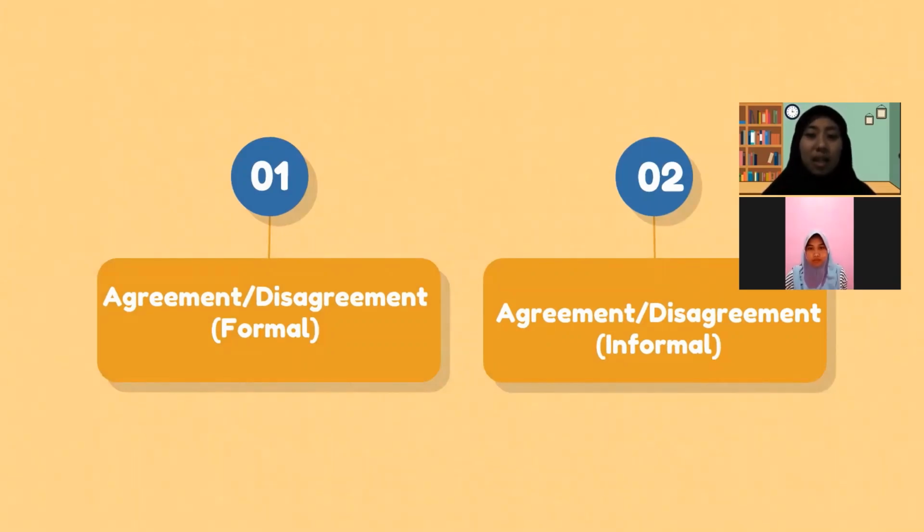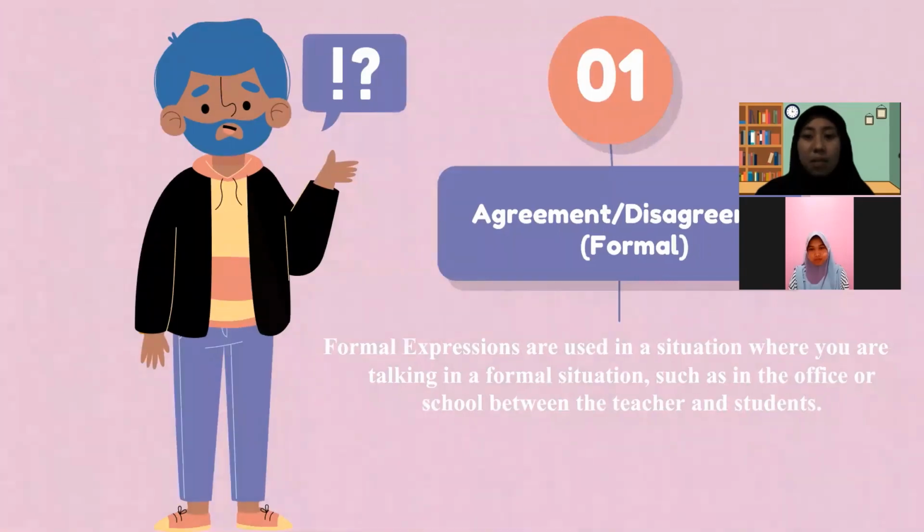Apa sih bedanya antara formal dan informal ini? Perbedaannya sendiri itu dari konteks penggunaannya. Jika formal itu biasanya digunakan dalam diskusi, suasana kantor maupun dalam pembicaraan antara guru dan siswa. Sementara informal itu seperti percakapan biasa saat kita with friends or with acquaintance or family. So let's see first for the formal agreement and disagreement.